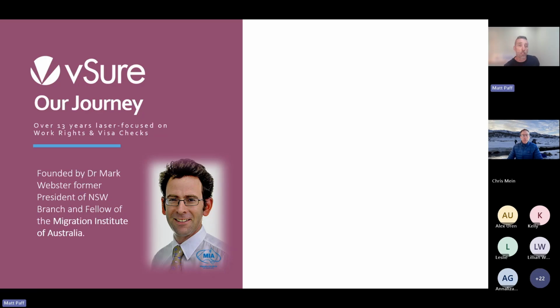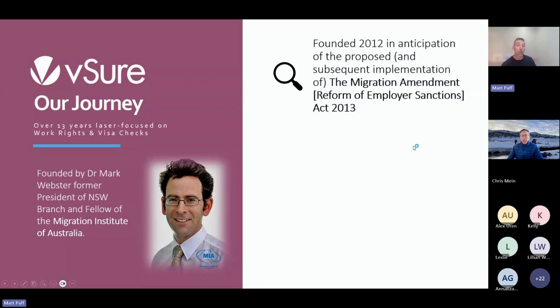Our founder is this gentleman, guy by the name of Dr. Mark Webster. He is a PhD in quantum computing. Mark was the president of the Migration Institute of Australia, dating back to 2012, when the government proposed the legislation that really underpins why vSure exists. It was called the Migration Amendment Act.